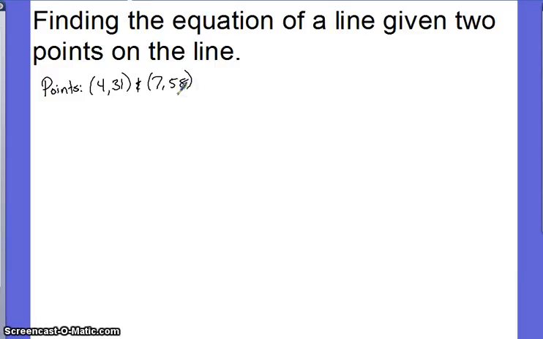Again, we have to get our equation for a line, and linear equations can all be written in the form y equals mx plus b. So we need to find m and b. m represents our slope, b represents our y-intercept. Since I don't have a 0 x here, I know that I don't have my y-intercept. So the thing that I need to find is my slope. Slope is found by the change in y over the change in x.